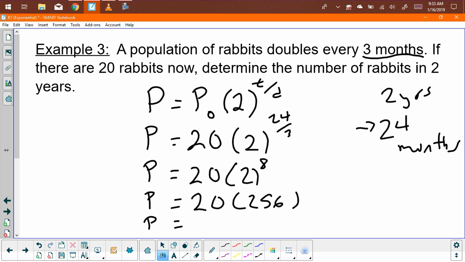And now I'm going to take that and multiply it by 20. So I have 5,120. So if you start with 20 rabbits, if the doubling panned out the way it was expected, then in 2 years you would have 5,120 rabbits. So that's the end of our review lesson.